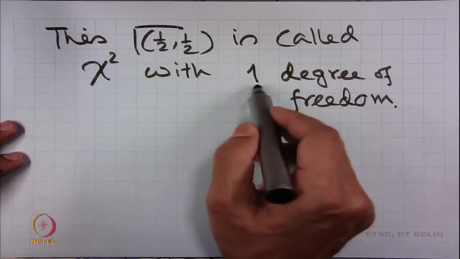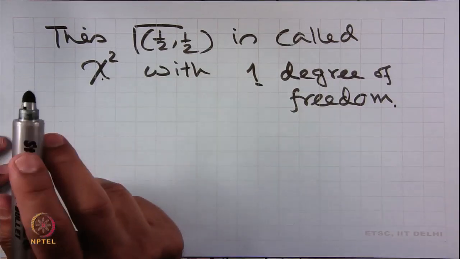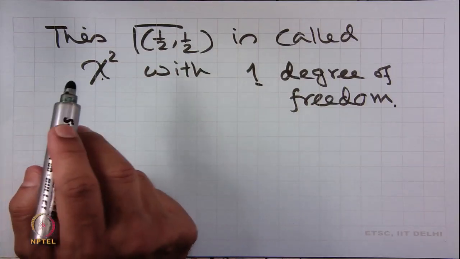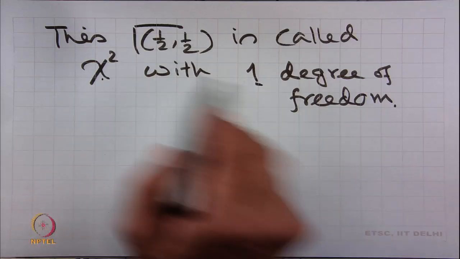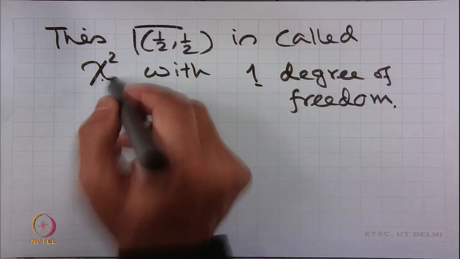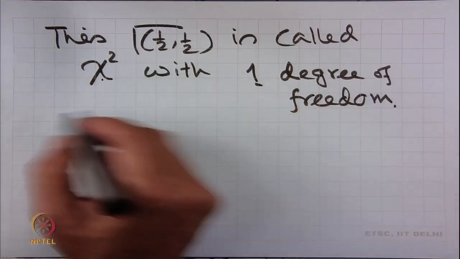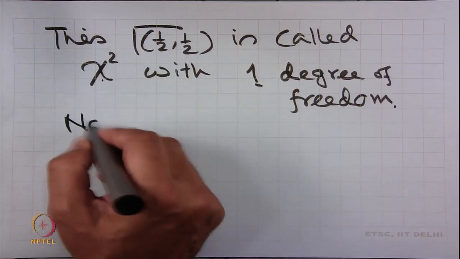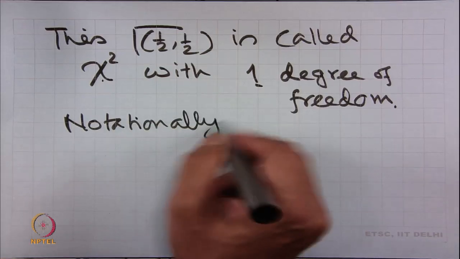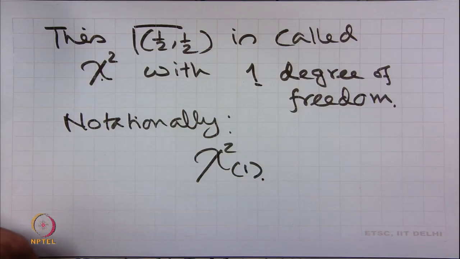Why is it called 1 degree of freedom? Because this chi-square has come from one normal distribution. That is why there is one independent random variable x which is giving rise to this chi-square distribution, and therefore, we call it chi-square with 1 degrees of freedom, and notationally chi-square with 1 degrees of freedom.